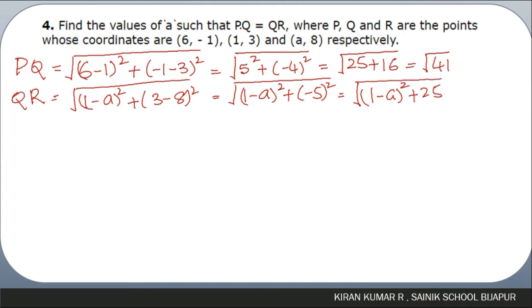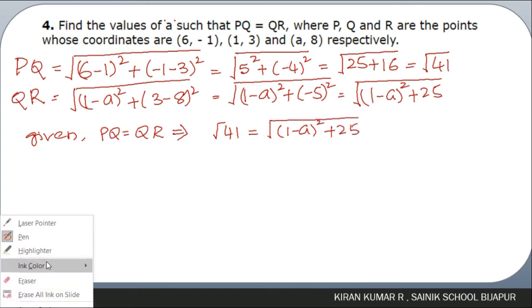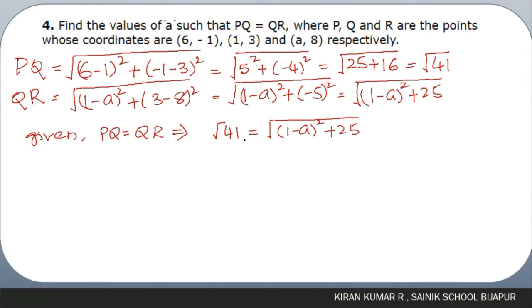It is given that PQ and QR are equal. Given PQ equal to QR implies root 41 equal to root of (1 minus a) whole square plus 25. Now these two roots get cancelled if you square on both the sides. So I'll cancel them. This implies 41 equal to (1 minus a) whole square plus 25.